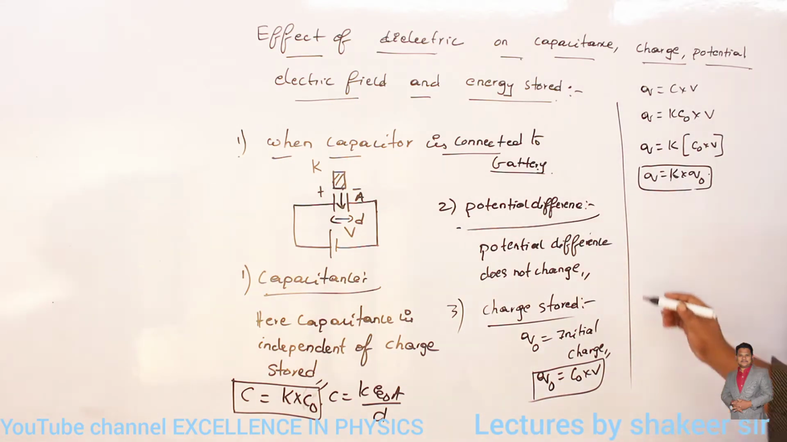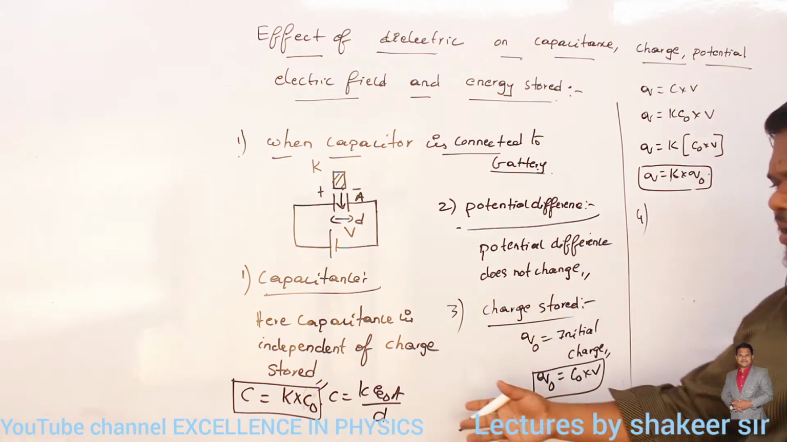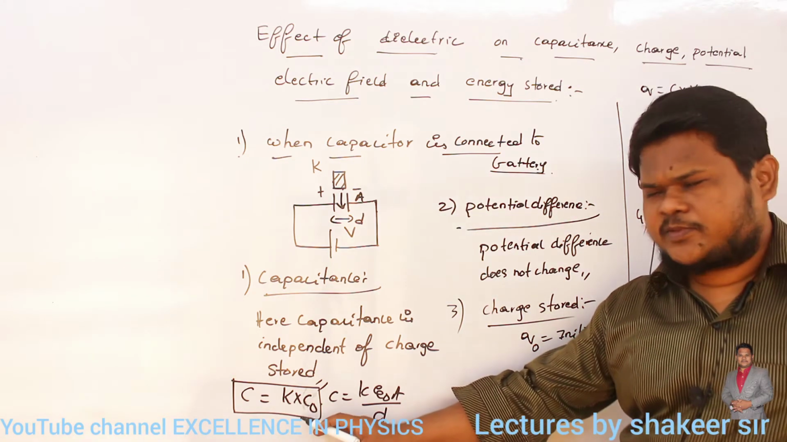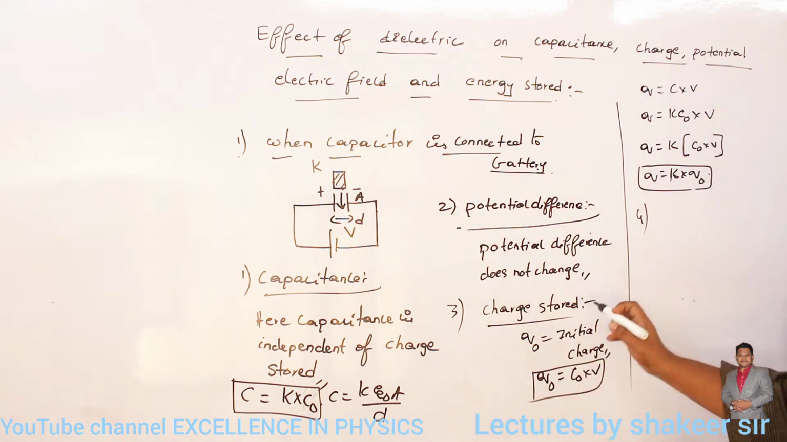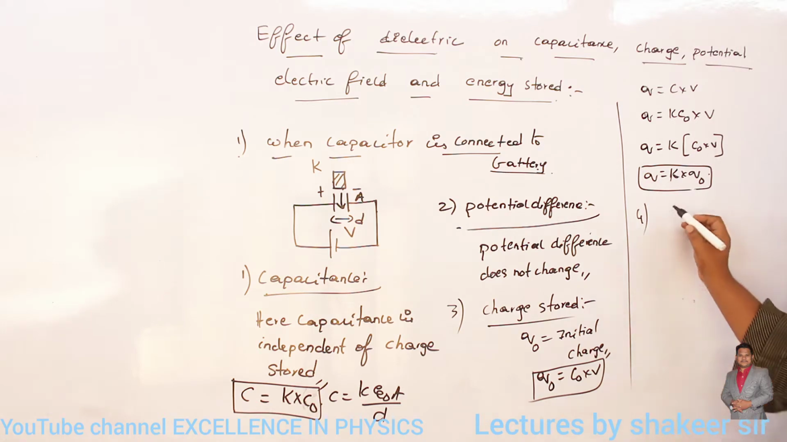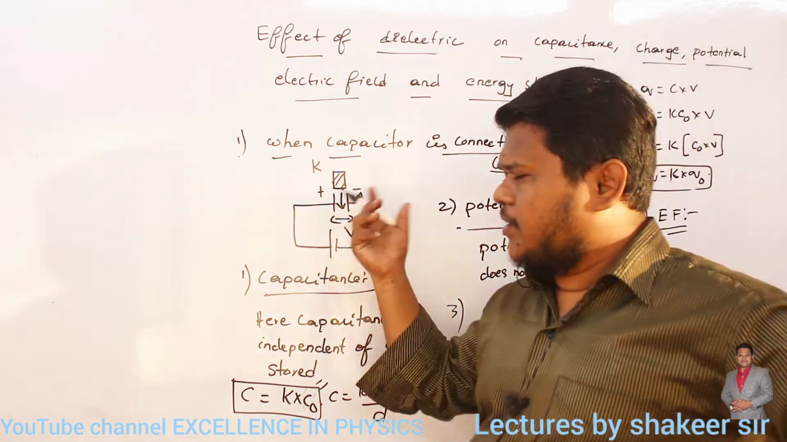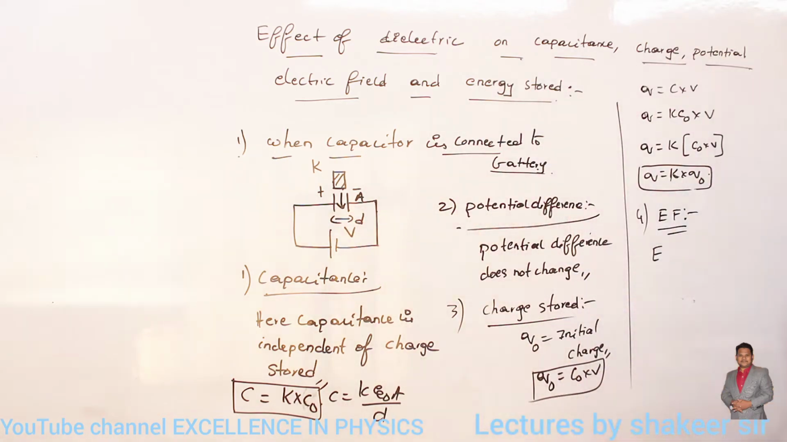That's all, no? Next, fourth one. So I am not writing all the results. So I hope you can understand. So capacitance is increased by K times, potential difference is not changing, charge stored has increased by K times. Okay. Next, what about electric field in between the plates of the capacitor, E value? What is happening to the electric field in between the plates of the capacitor? Is it increasing or decreasing?